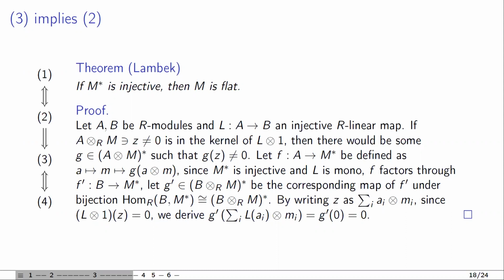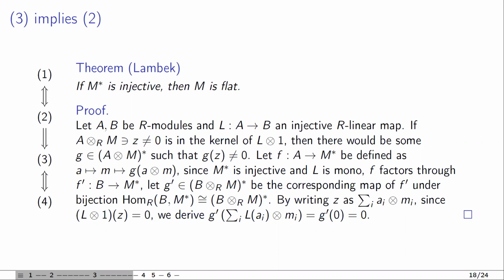Then we can define a linear map F from A to the character module of M, defined by: given any a in A and any m in M, we evaluate g at a tensor m. And since we assume that M star is injective and L is injective, or L is a monomorphism, this F will factorize through some F prime from B to M star. So let G prime be the corresponding map of F prime under the previous isomorphism, or the previous bijection.